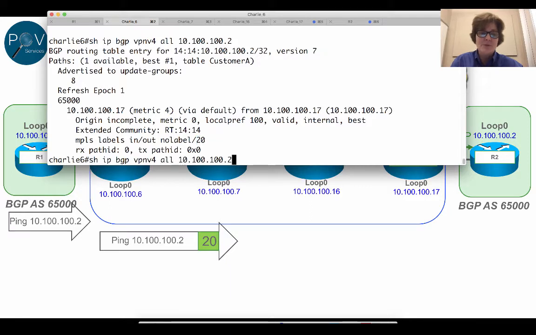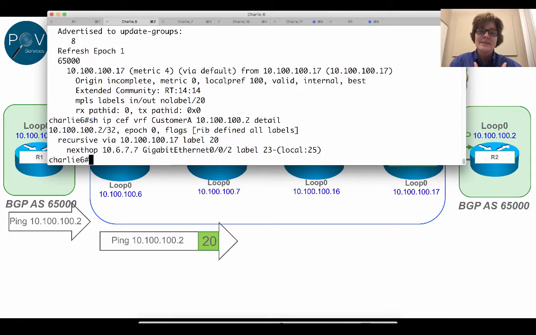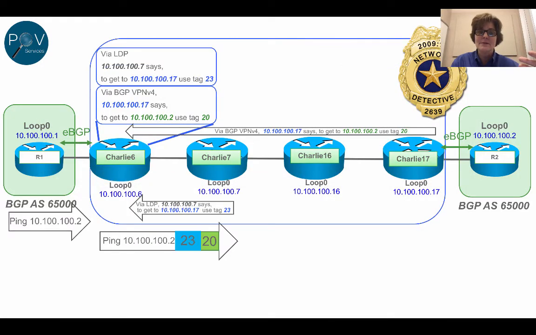Now, what we also did before was use that other nice little command, which was show ip cef vrf customer A 10.100.100.2 detail. And this looks a lot similar as well. Remember, inner label was 20, outer label was 23. So what's going to happen is Charlie 6, when it gets the ping that failed, is going to put inner label 20, as I said via BGP VPN before, and outer label 23, and send that out, as we saw from the show ip cef in Charlie 6.